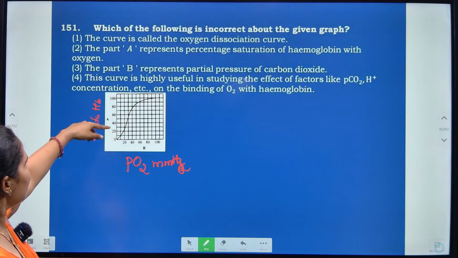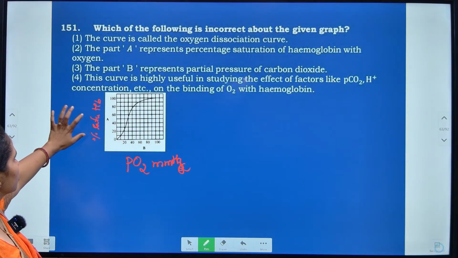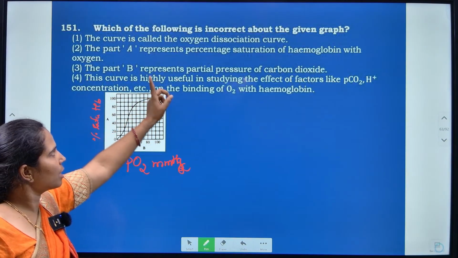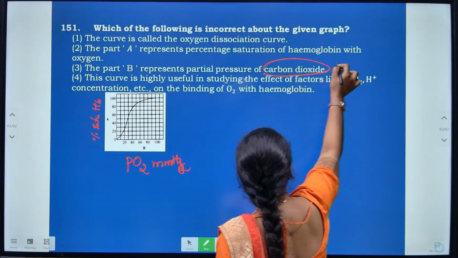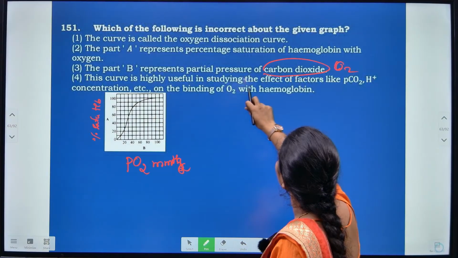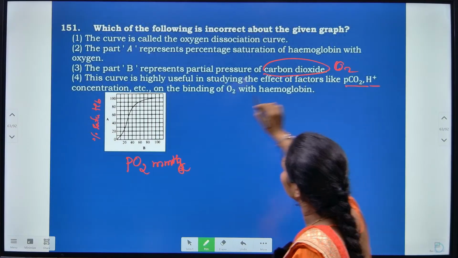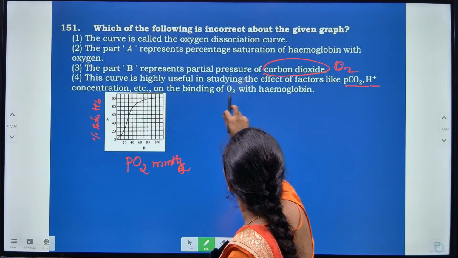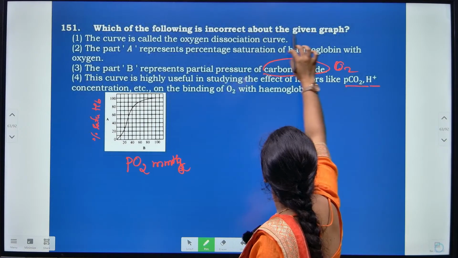The curve is called the oxygen dissociation curve or oxyhemoglobin curve here. The part A represents the percentage saturation of hemoglobin with the oxygen. Part B represents the partial pressure of carbon dioxide. It is not the carbon dioxide, but it is oxygen here. This curve is highly useful in studying the effect of factors like partial pressure of carbon dioxide and hydrogen concentration, etc. on the binding of oxygen with the hemoglobin. Which of the following is incorrect about the given graph?